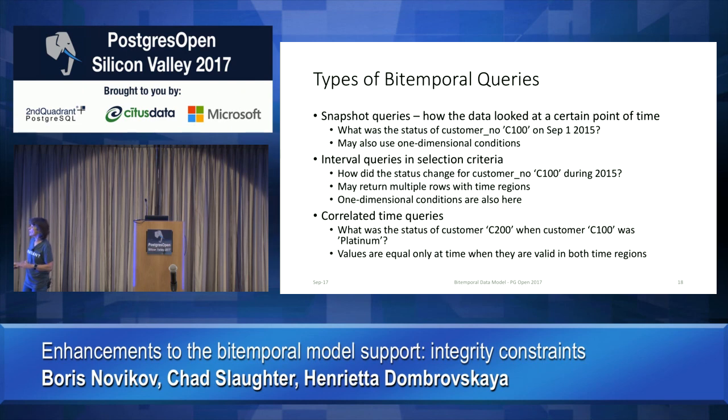So again, we just talked about the different types of bitemporal queries: the snapshot queries, then interval queries, and correlated queries. For each of them, different things happen with the time regions of the result sets.